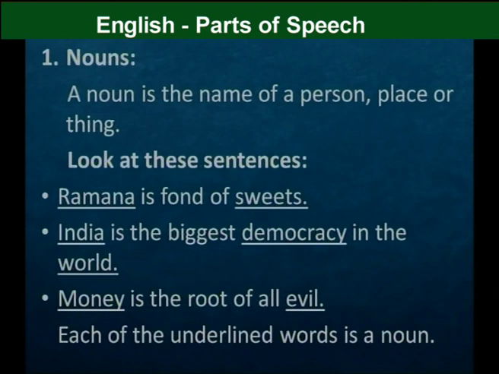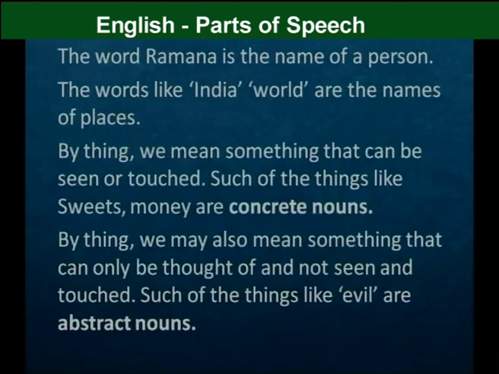Ramana is the name of a person. India is the name of a country. Money, evil, world, democracy, sweets, these are all nouns. The word Ramana is the name of a person. Words like India, world are the names of places. By thing, we mean something that can be seen or touched, such as sweets and money, which we can touch.